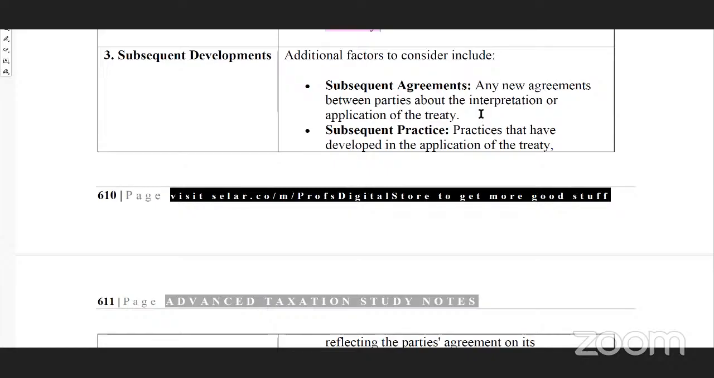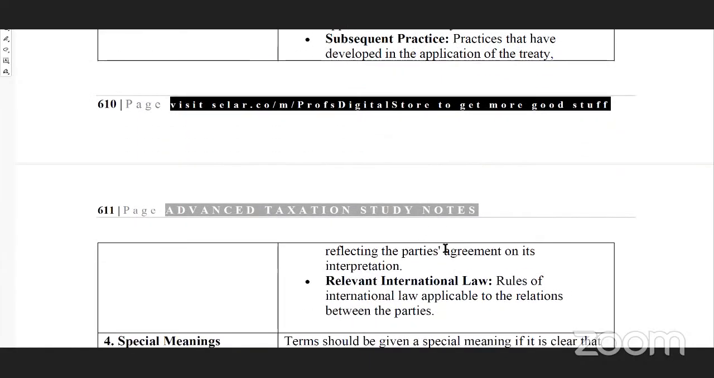Like when there are subsequent agreements, any new agreement between the parties about their interpretation or the application of the treaty can be aids to interpretation, and subsequent practices, like practices that have developed in application of the treaty, reflecting the parties' agreement on the interpretation can be used. And then relevant rules of international law applicable to the relations between the parties can be used.